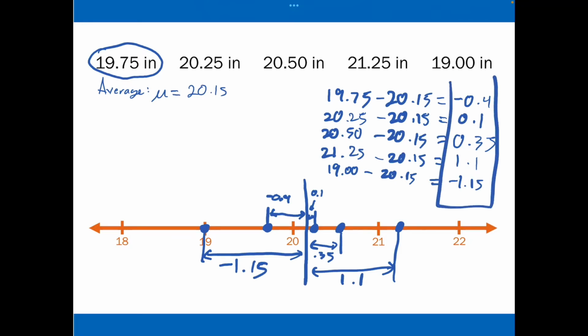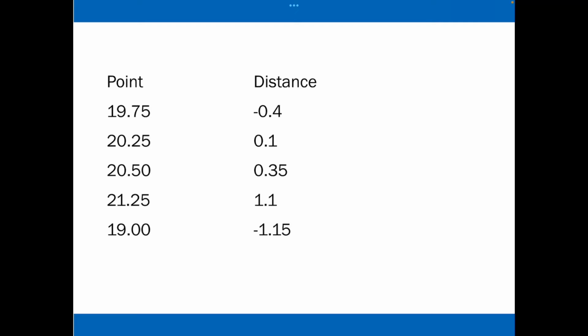And so these distances here are in some ways giving us our first glimpse of how spread out the data is. Notice if these distances are really large, then we have really spread out data. And if they're small, then our data is less spread out. So let's come over here where I have them written a little bit better.